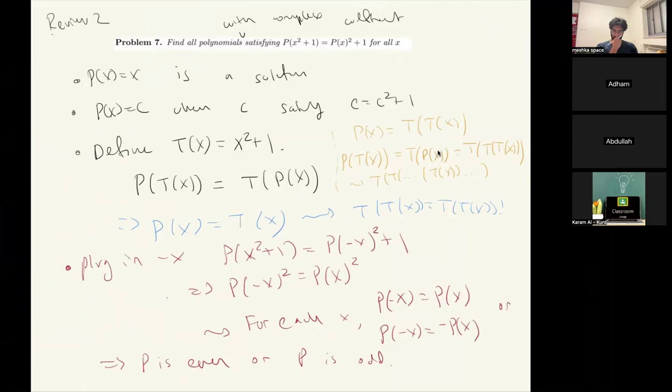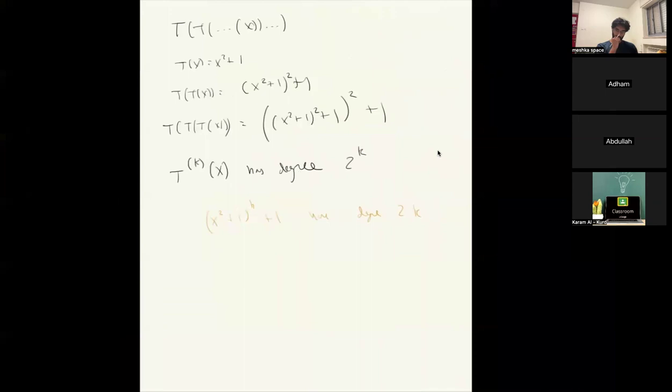Can we not write what we wrote on the previous page, that T of X is equal to X squared plus 1, and T^k of X is the set of solutions? Mm-hmm. Well, I didn't claim it's all the solutions. I just claimed that they are solutions. I don't know if there's more, right? I want to understand if there's more.